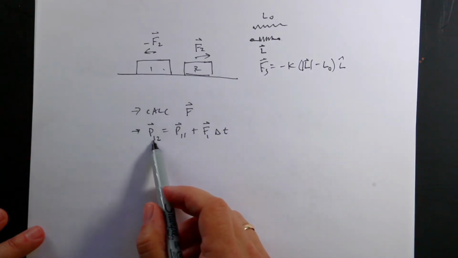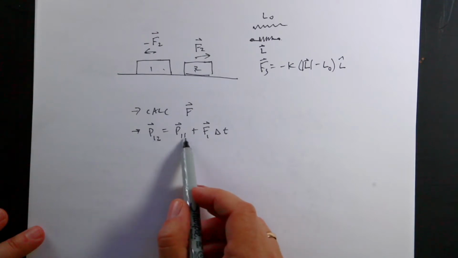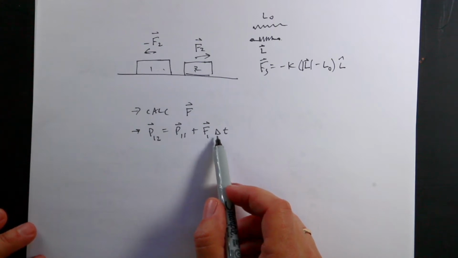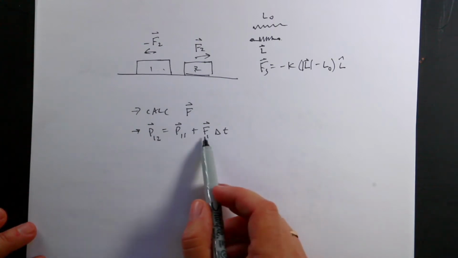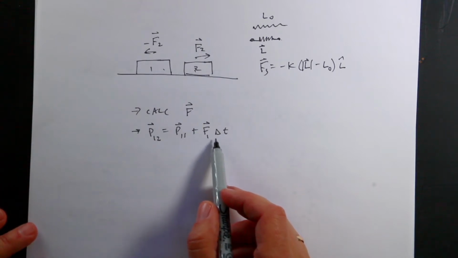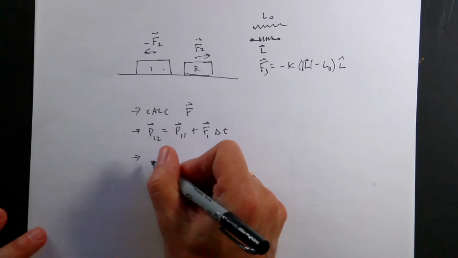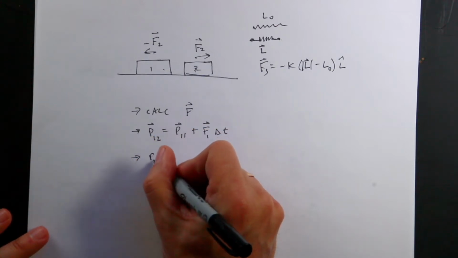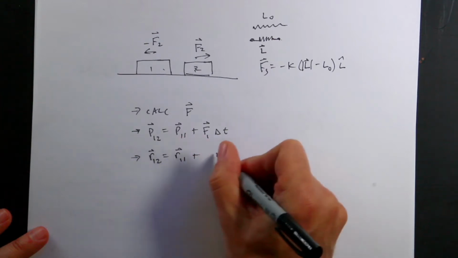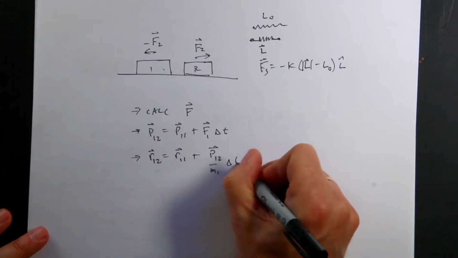And then this is the final momentum for cart 1. This is the initial momentum for cart 1. And this is over some short time interval. So if I have some short time interval, I can calculate the force, assume it's constant, even though it's not, and then multiply it by this short time interval to find the new momentum. I can do the same thing with the position. I'll call it R12 equals R11 plus P12 over M1 delta t.